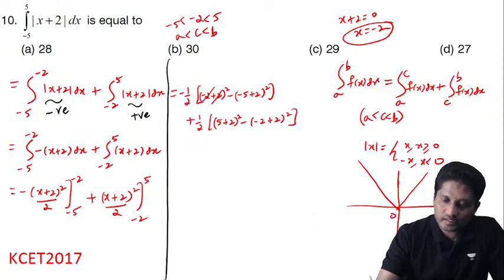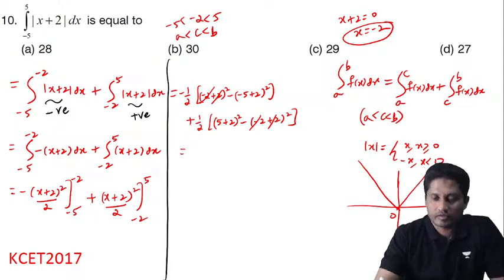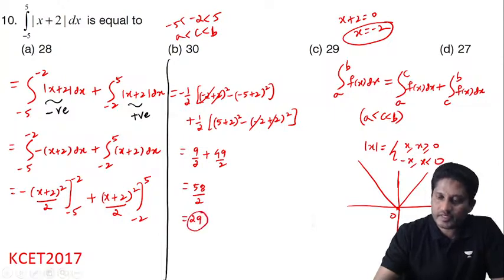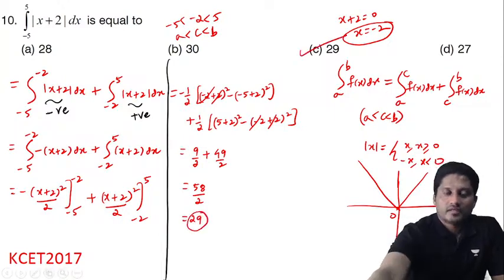This will cancel as well. Minus of minus is plus, and minus 5 plus 2 the whole square is 9. So 9 by 2 plus 49 by 2, this is 58 by 2, which is equal to 29. Okay, the answer is option C. Let's move to the next question.